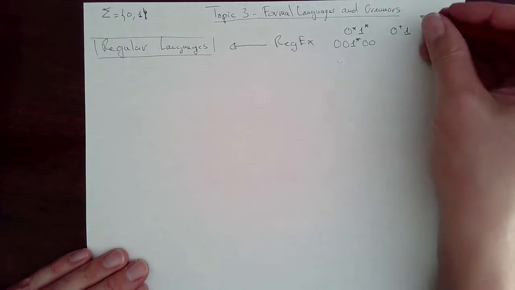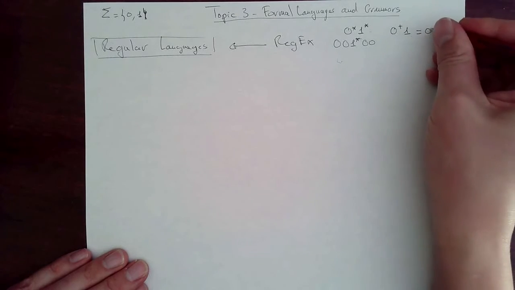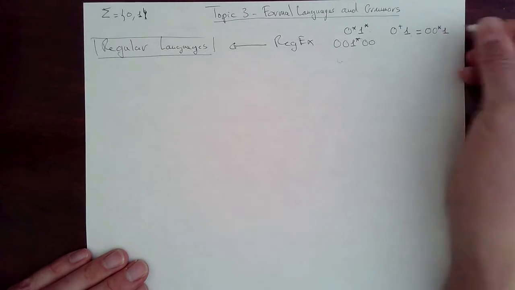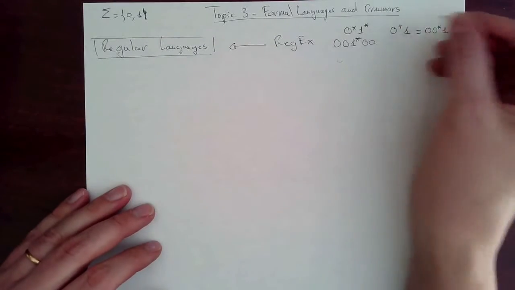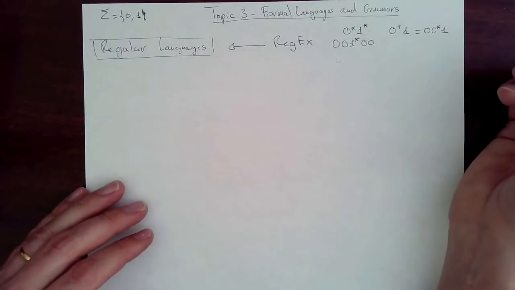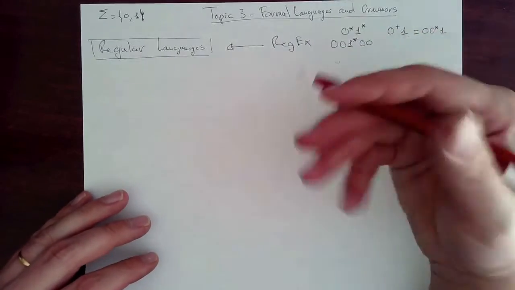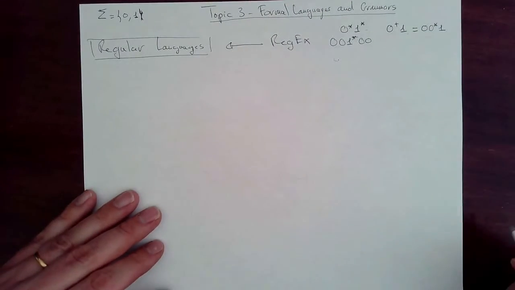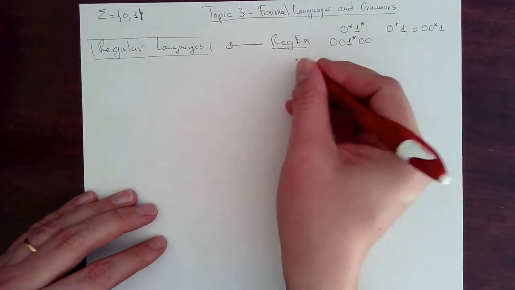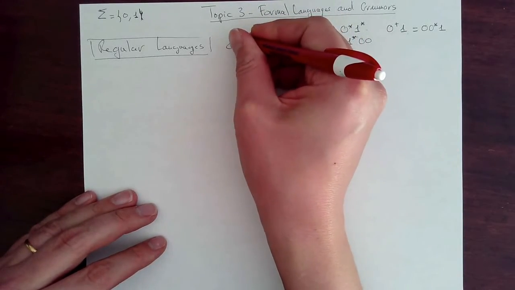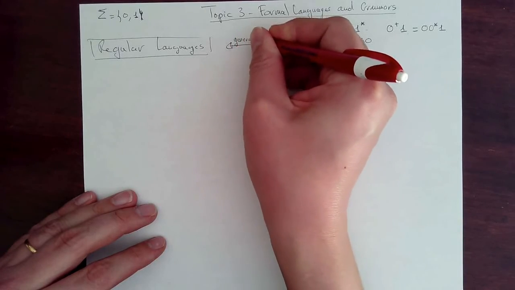We don't really need this because we could actually express it like that, right? That would be exactly the same thing. But just to make it easier, we use the plus sign a lot in regular expressions. Even when you use a text editor, you can actually use the plus. So regular expressions generate regular languages.